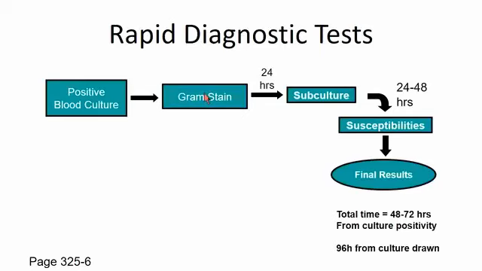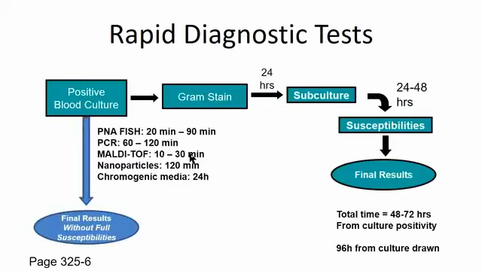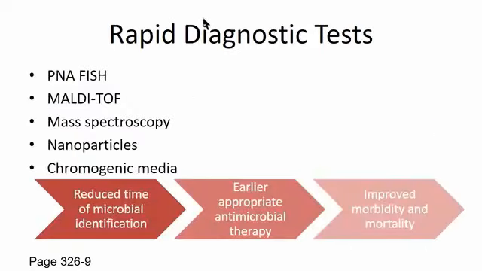So there are a lot of new tools out there, including PNA FISH, PCR, MALDI-TOF, nanoparticles, and chromogenic media, that can shorten the time to identification of this particular species. So instead of 48 to 72 hours after the blood cultures are positive, we can cut down the time to 10 minutes, 20 minutes, 90 minutes, 30 minutes, etc. So just another show of hands. How many of you are using any of these rapid diagnostic tests? So a good number of you. So I'm just going to spend the next few slides talking about each of these tests.